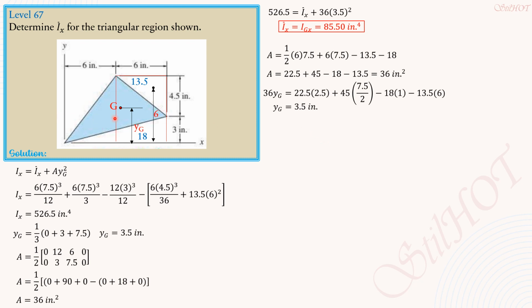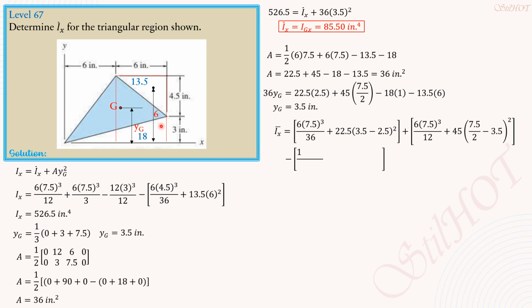Then by the transfer formula for this triangle, I bar x, we directly transfer it here. So I bar x is base 6 times 7.5 cube over 36 plus area 22.5, then distance YG 3.5 minus 2.5, the location of its centroid from the x-axis. So this vertical distance is YG 3.5 minus 2.5, quantity squared. Then for the rectangle, base is 6, height is 7.5 cube over 12 plus area 45, distance 7.5 over 2 minus YG 3.5, quantity squared.